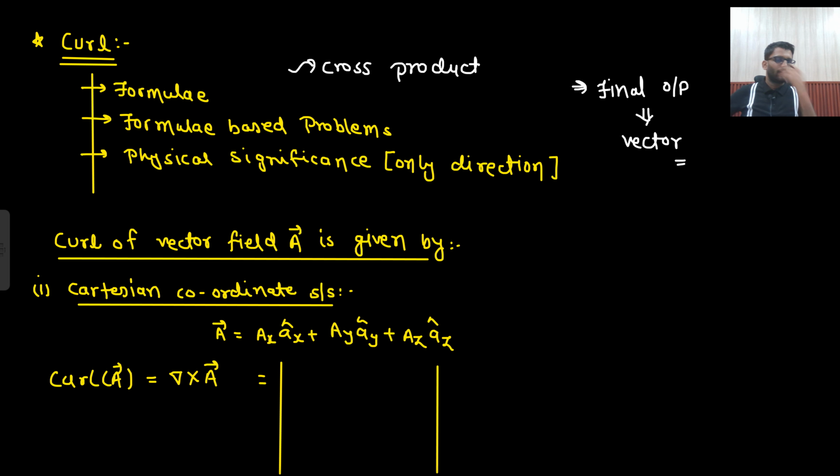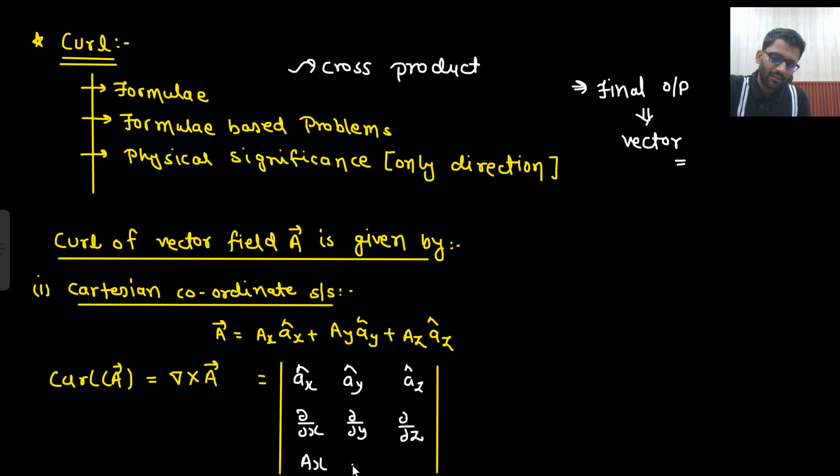First let's understand the formula. So what we are gonna do? Ax cap, ay cap, az cap. So first we are gonna write this. This matrix, this determinant we are making. This determinant we have made with ax cap, ay cap, az cap. Then what we are gonna write? Del by del x, del by del y, del by del z. Then Ax, Ay, Az.